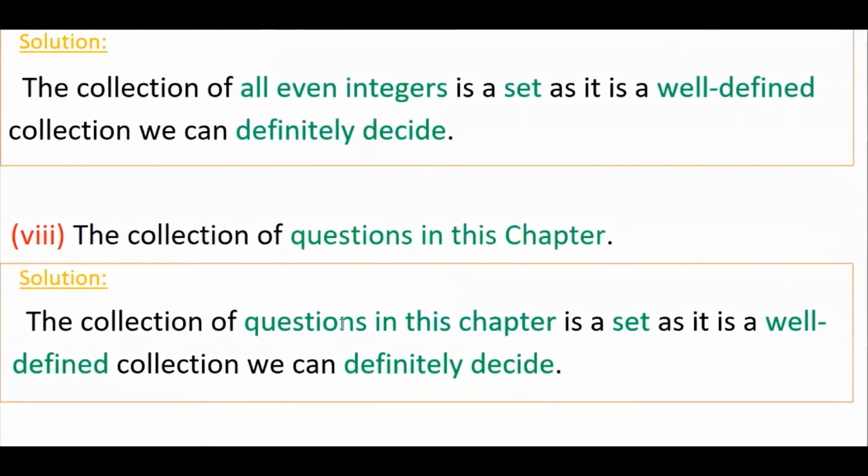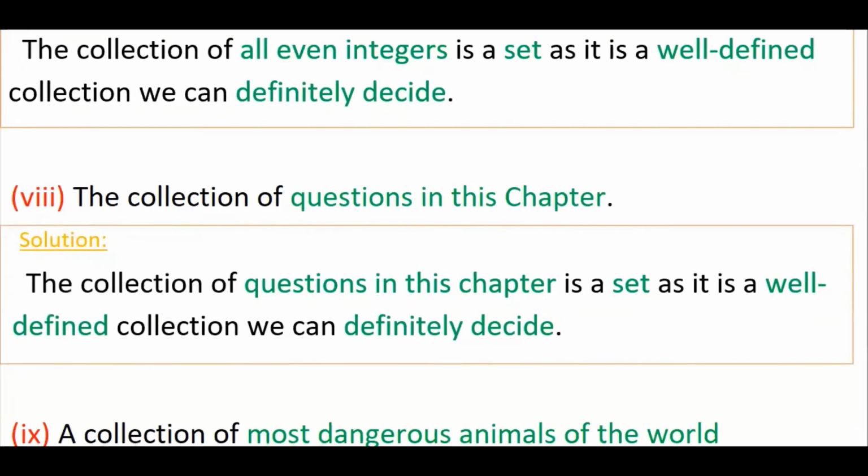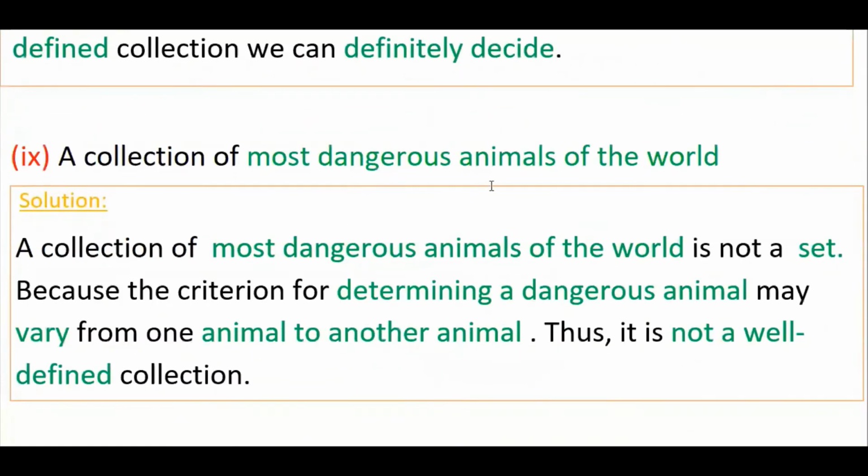And next one is the collection of questions in this chapter. Yes, this is also a set because questions in this chapter are not in any other chapter. The particular questions in this chapter are only in this chapter only, not in any other chapter. So this is also a set. And next one, last one, a collection of most dangerous animals of the world. It is not a set because most dangerous animals of the world, they also may vary from animal to another animal. Determining a dangerous animal may vary from one animal to another animal. So it is not a set.